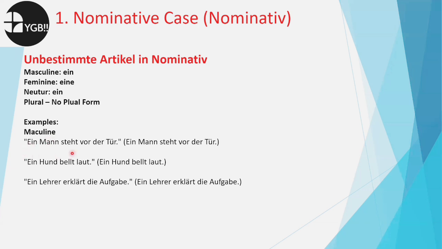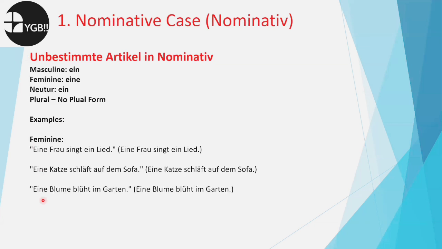Masculine: Ein Mann steht vor der Tür. A man stands at the door. Sorry, here the translation is missing. I'll change this when you request the study material as a PDF. Ein Hund bellt laut. Ein Lehrer erklärt die Aufgabe. So here ein Hund, ein Mann, ein Lehrer are used as subjects with ein.